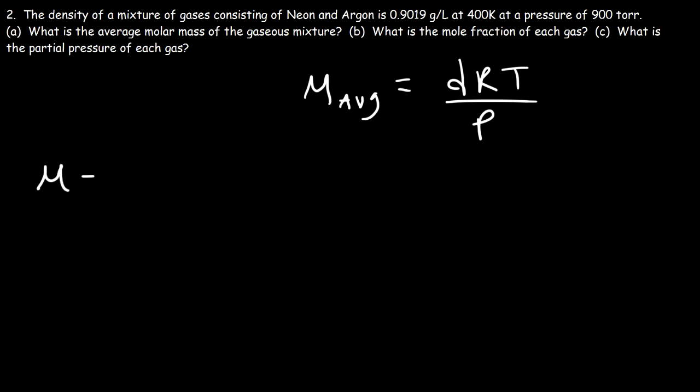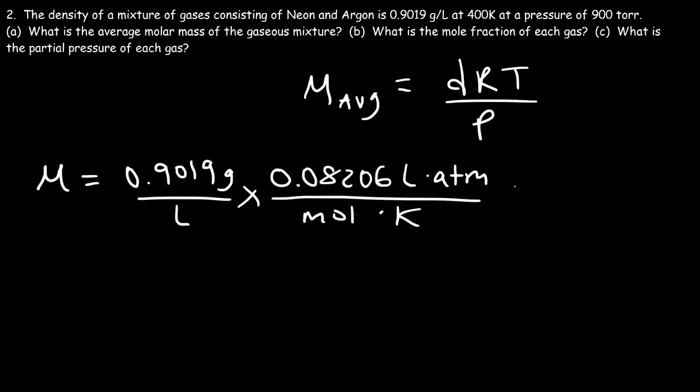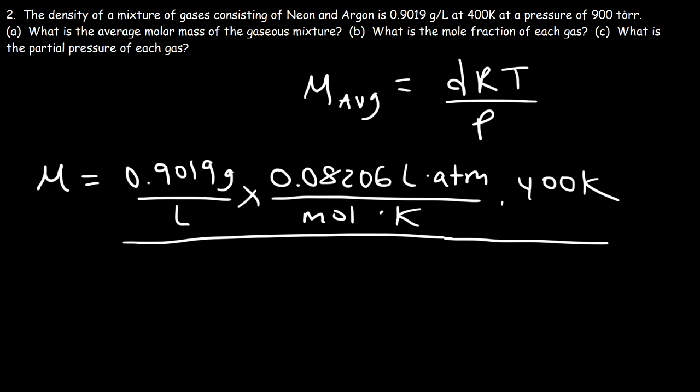Now let's go ahead and use that formula to calculate the average molar mass. So we have the density, which is 0.9019 grams per liter. And then we have the R value, which is 0.08206 liters times atm divided by moles times Kelvin. And then we have the temperature, which is 400 Kelvin. All divided by the pressure, which is 900 torr. But we need to change that to atm.